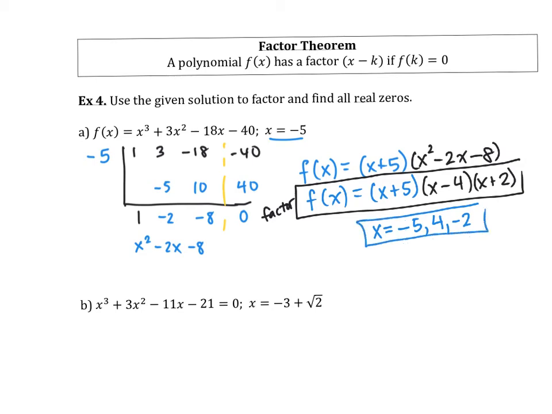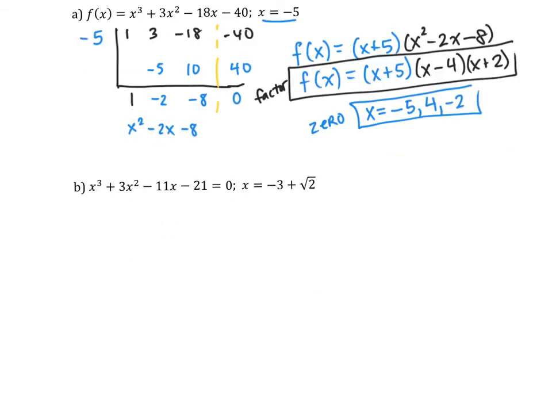Okay, this was a degree 3 polynomial. I expected to get 3 zeros, and I did get 3 zeros. Okay, we're going to try this one more time, and I'm going to fully factor x cubed plus 3x squared minus 11x minus 21. And I am going to find all the zeros. For this one, the first zero they give me is x equals -3 plus √2.